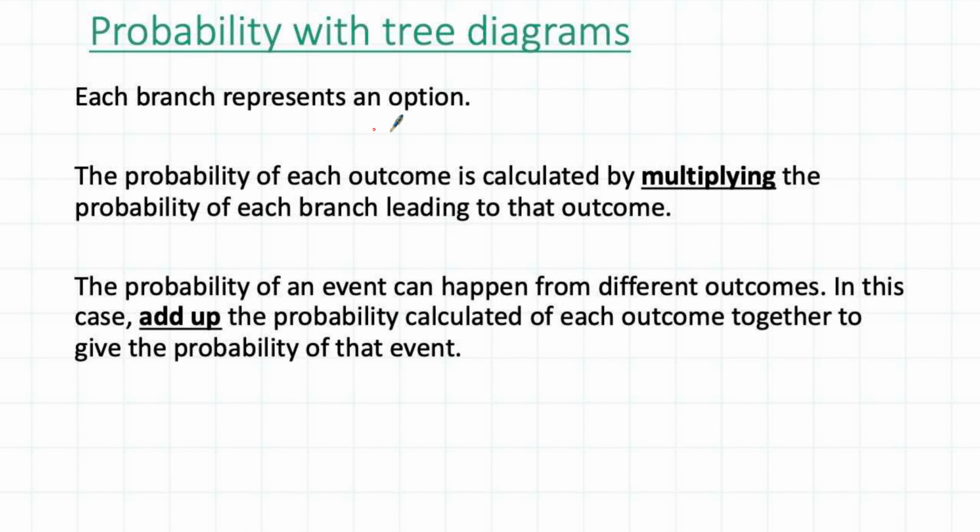So this is what this explains. The probability of each outcome is calculated by multiplying the probability of each branch leading to that outcome. The probability of an event can happen from different outcomes. In this case, add up the probability calculated from each outcome together to give the probability of that event.